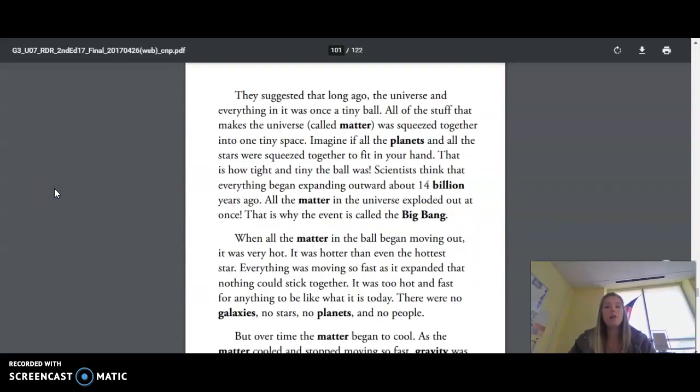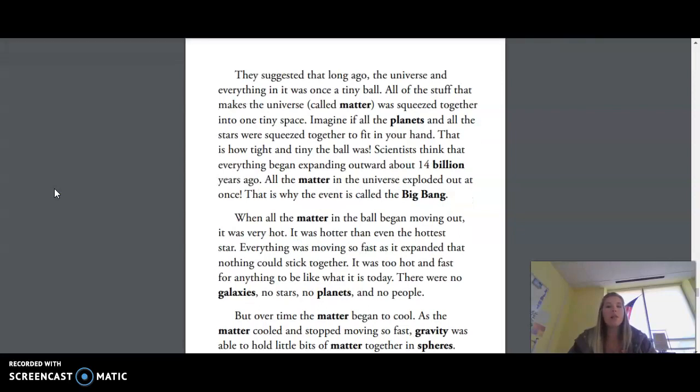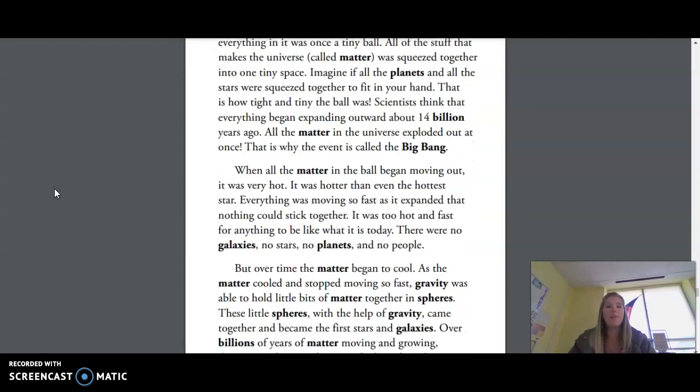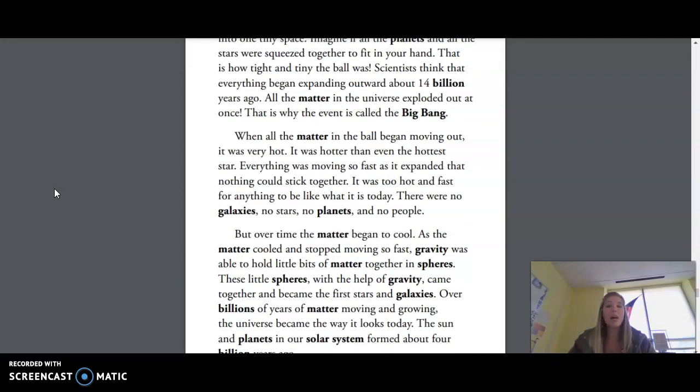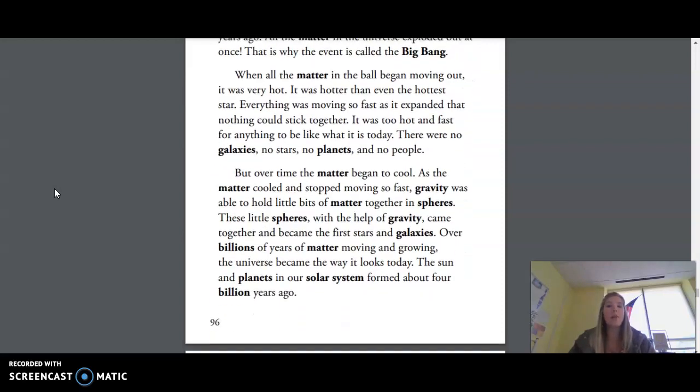They suggested that long ago the universe and everything in it was once a tiny ball. All of the stuff that makes the universe, called matter, was squeezed together into one tiny space. Imagine if all the planets and all the stars were squeezed together to fit in your hand. That is how tight and tiny the ball was. Scientists think that everything began expanding outward about 14 billion years ago. All that matter in the universe exploded out at once. That is why the event is called the Big Bang.